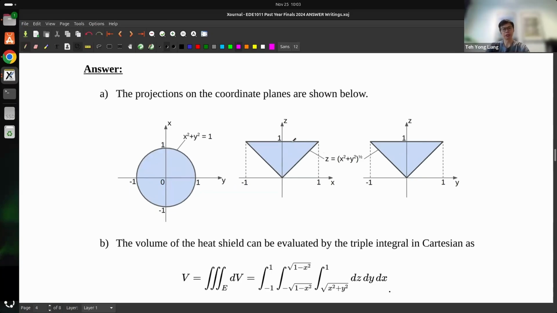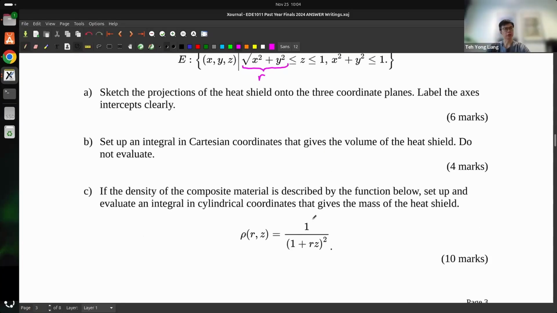Therefore, you can see that, as we mentioned, it is bounded from the bottom here. Your bottom is z equals r, and then the top will be z equals 1. Clearly it is bounded in this cone here. That will be 6 marks. You draw everything correctly, label the curves, and also label your axis intercepts, namely your z intercept, x intercept, as well as your y intercept. Label all those intercepts clearly and you'll get the full marks. That will be for 3A in this question.